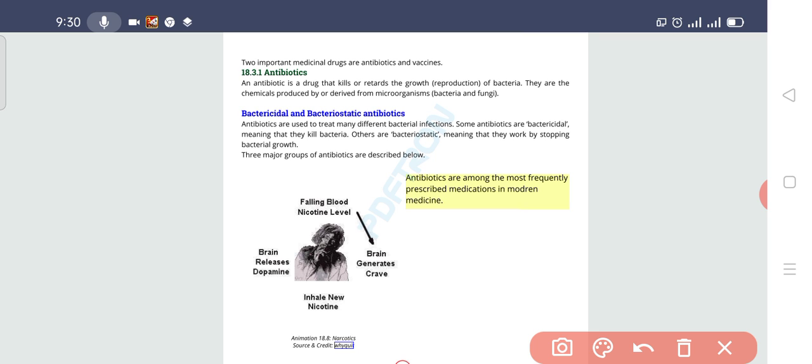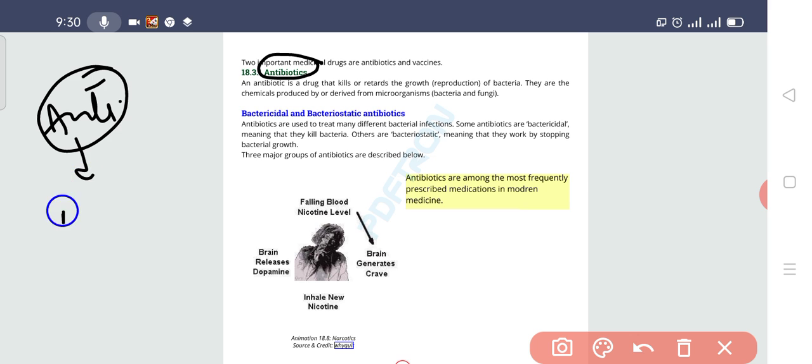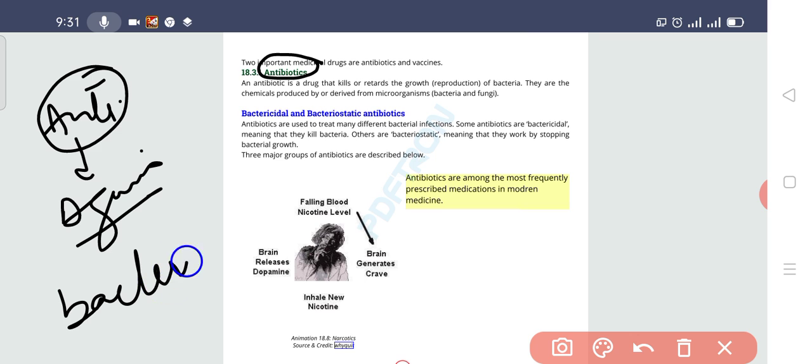What is an antibiotic? Basically, antibiotic, as the name indicates, anti. Do you know the meaning of anti? Anti means against, and biotic, you can say, means bacteria. So any drug which is working against the bacteria is known as an antibiotic. Now, this drug might kill the bacteria or might retard the growth of the bacteria. Retard the growth means that it is actually stopping the reproduction of bacteria.